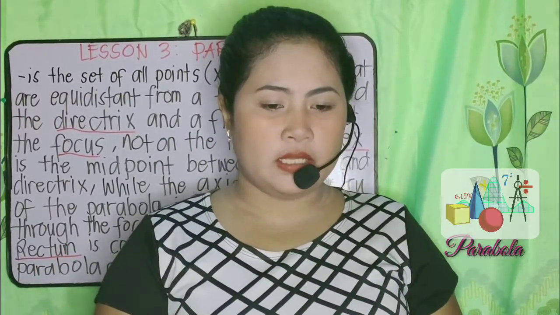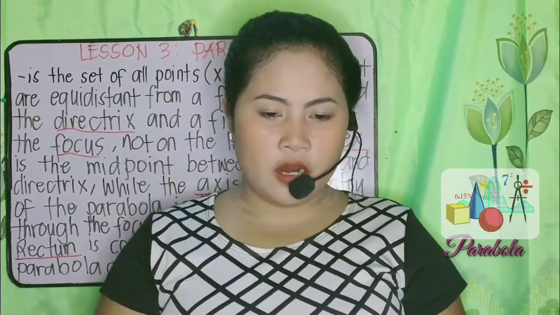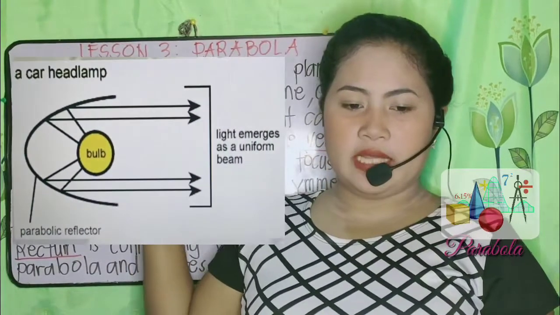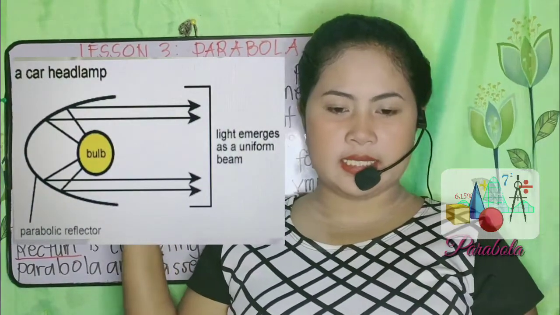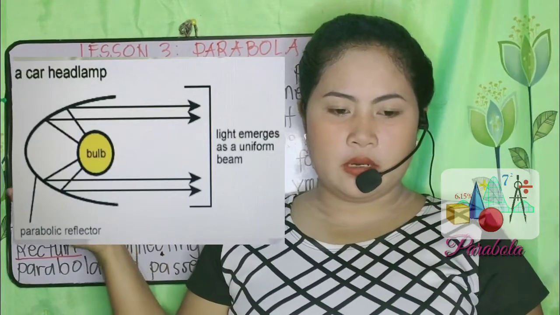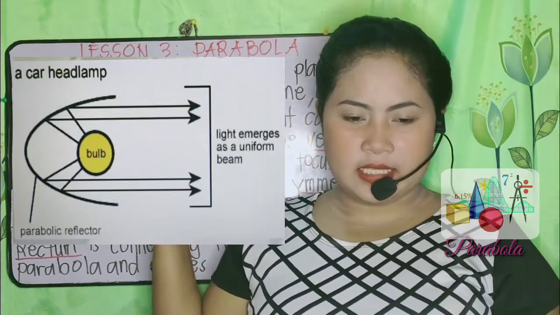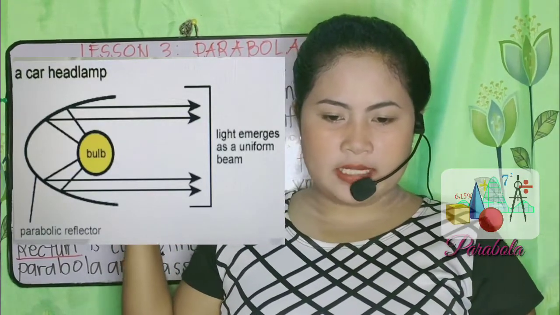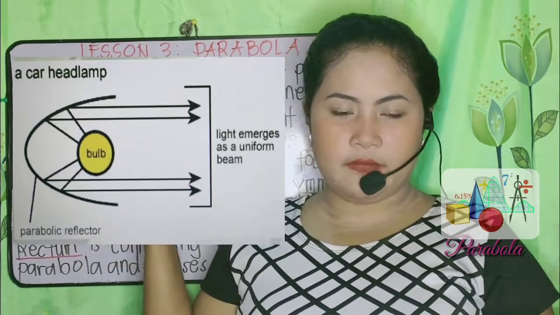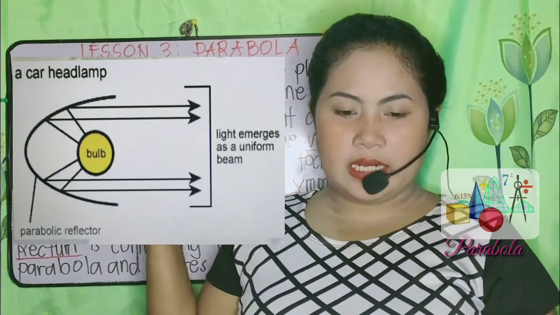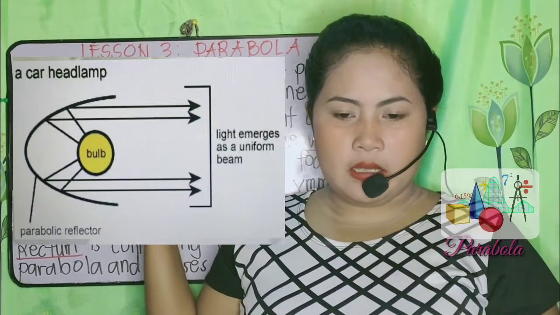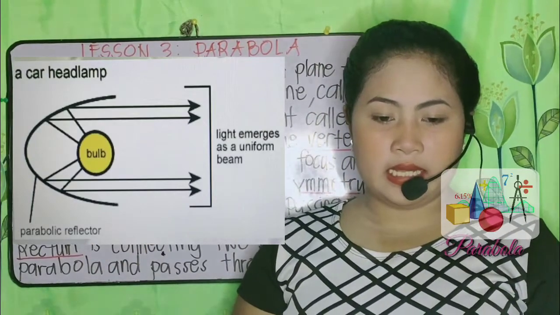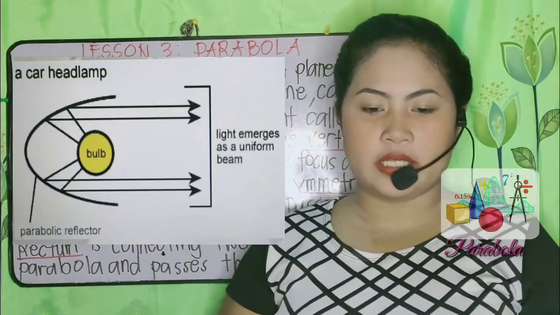Do you know that the parabola is used in the design of car headlights and in spotlights? This is because a parabolic reflector has the property that if a light source is placed at the focus of the reflector, the light rays will reflect from the mirror as rays parallel to the axis. For this reason, this is used in car headlights to give an intense concentrated beam of light.